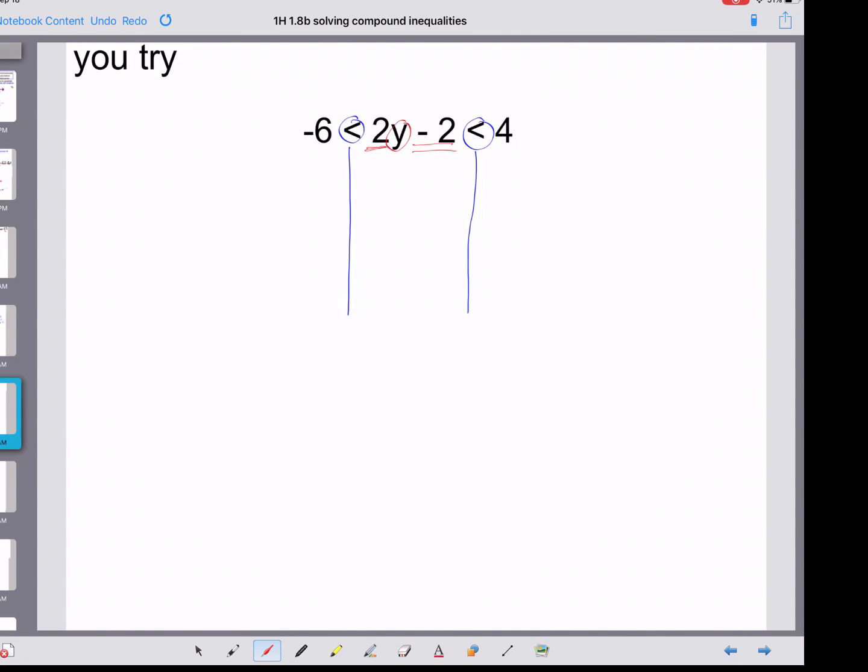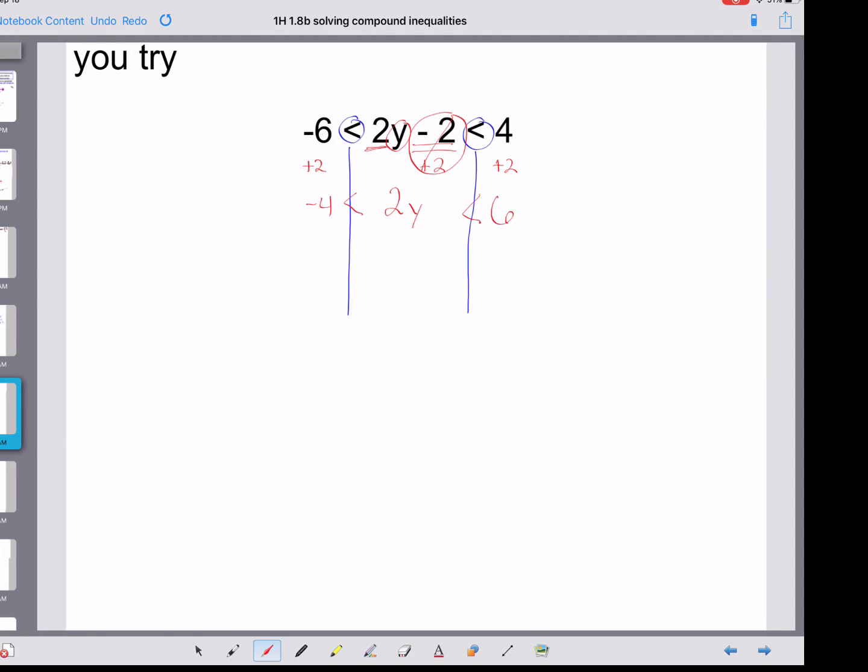So let's get rid of that constant first by adding 2 and being fair and equal to all these sides here. -6 plus 2 is a -4. Less than. This will be 0, so I'm just going to bring down the 2y. And then less than sign, 4 plus 2 is 6.